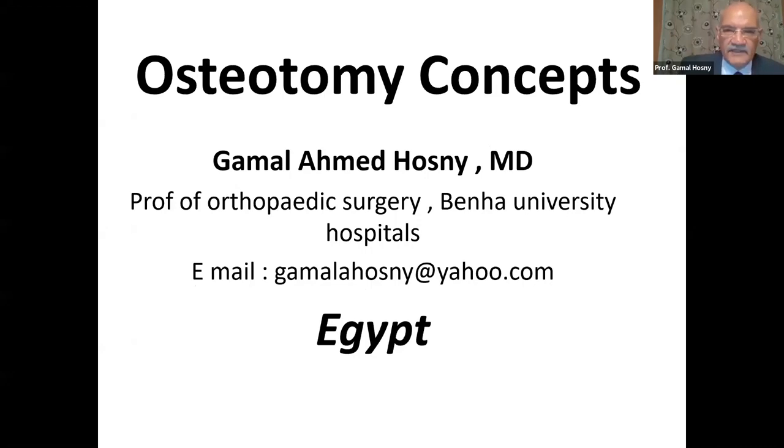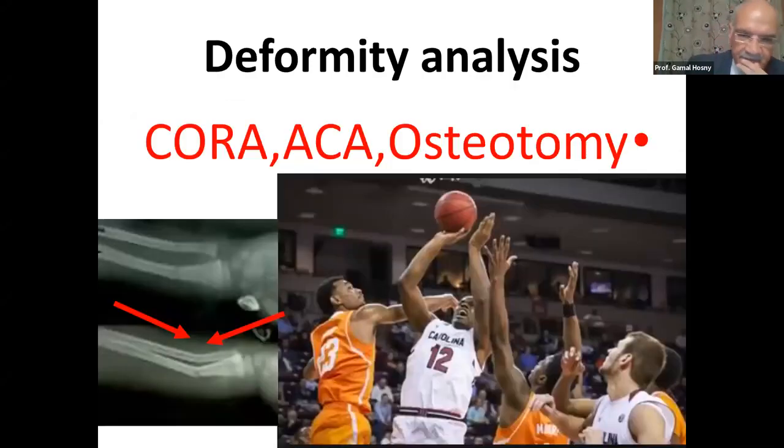I'm going to give you an idea about the osteotomy rules. Then we'll go through some clinical examples. If you want to play with the deformity, you should have 3 players: CORA, ACA, and osteotomy. So it's a match, and you need to know more about the 3 players: CORA, ACA, and osteotomy.